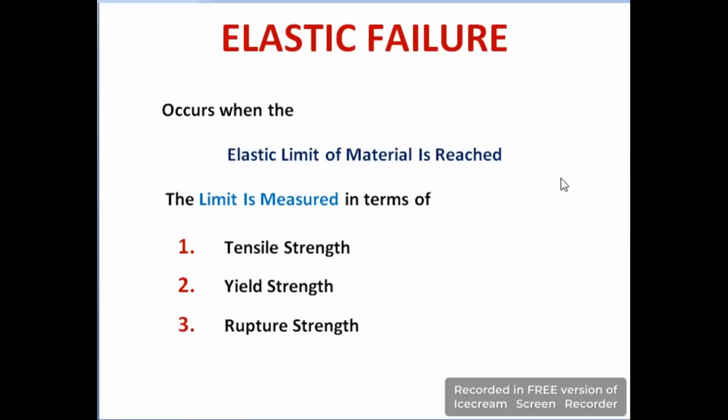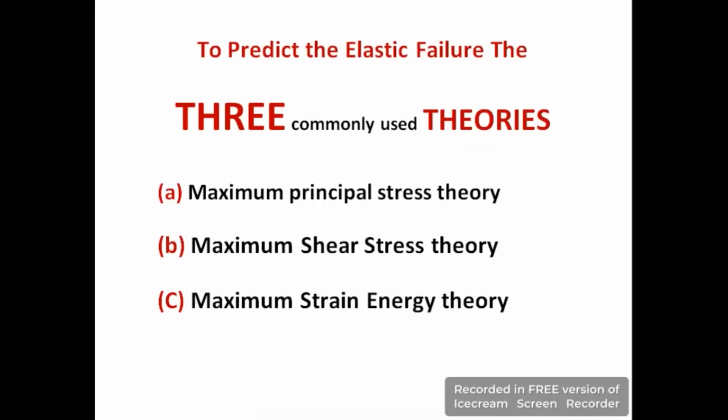Elastic failures of high pressure vessels occur when the elastic limit of the material is reached. Elasticity is measured with the help of tensile strength, yield strength, and also with the help of fracture strength. For the prediction of high pressure vessels' elastic failure, three theories are used. The first one is maximum principal stress theory, the second one is maximum shear stress theory, and the third one is maximum strain energy theory. These all predict the elastic failure of high pressure vessels.